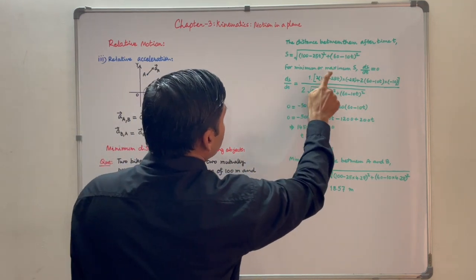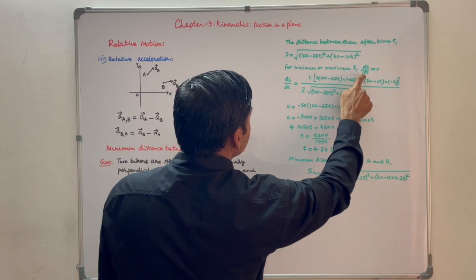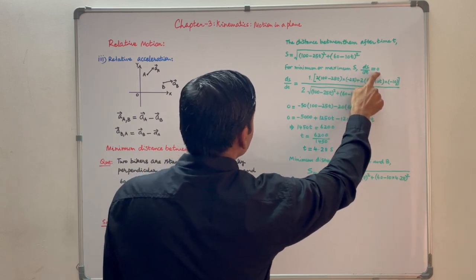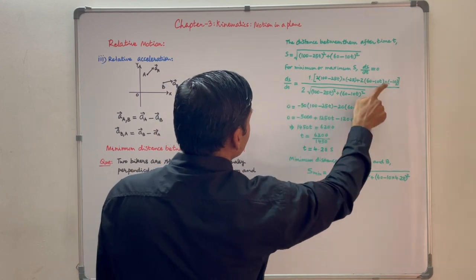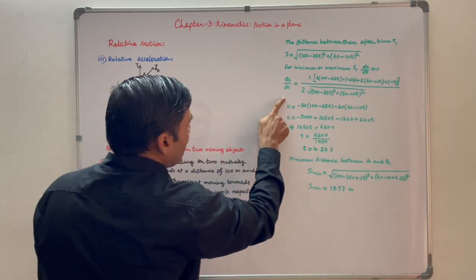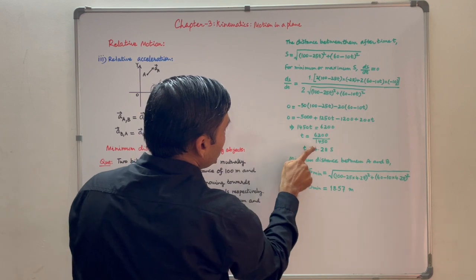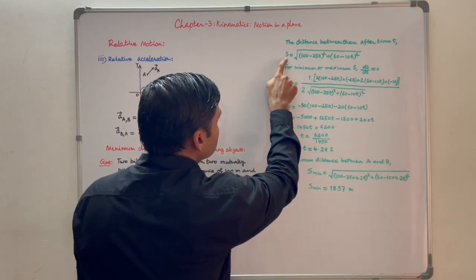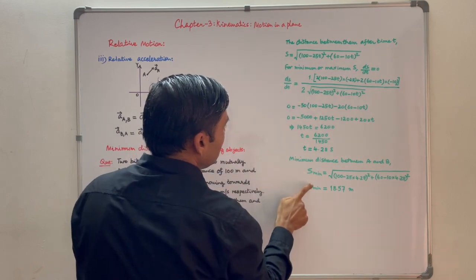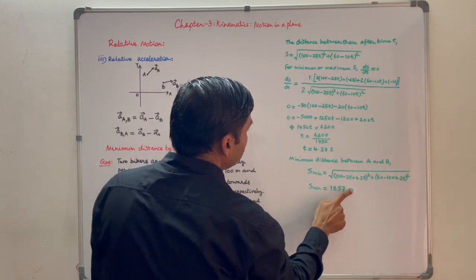For minimum or maximum S, dS/dt should be equal to 0. So we will do dS/dt. So dS/dt comes out to be this. And value of t comes out to be 4.28 seconds. Put this value in this. So minimum distance will be 18.57 meter.